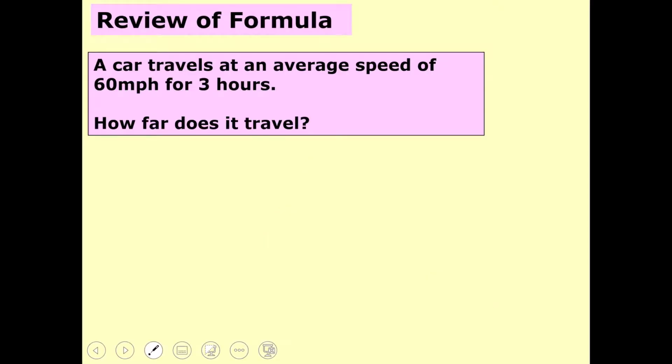So previously you will have seen examples like this. A car travels at an average speed of 60 miles per hour for 3 hours. How far does it travel? So notice that we've just got whole hours. We've not needed to deal with any sort of decimal time just now. So because we're calculating how far it travels, this is a distance question. So we're going to be using our skills of picking out information from the question and noticing what we're being asked to calculate.